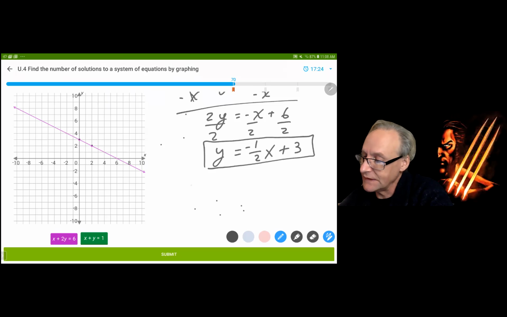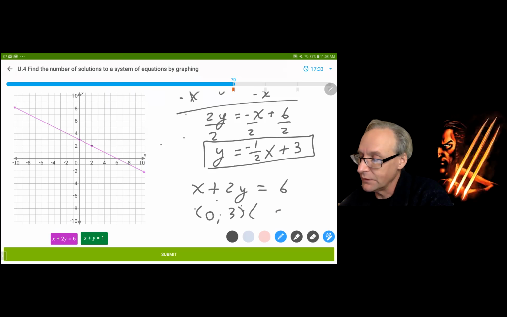Another way to graph the same equation that I really like is I go ahead and do my intercepts. I put the 0 in for x and I get the 3 for y. I put the 0 in for y and I get the 6 for x. And there's that other point there that you can see. So there's my purple equation. X plus y equals 1. Lots of ways of doing this.